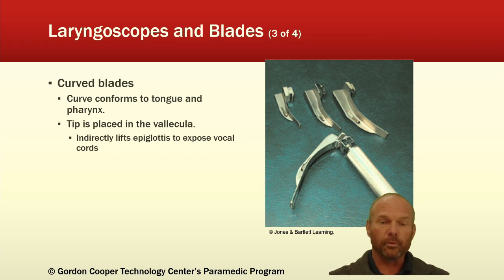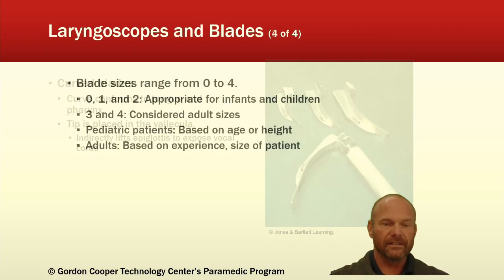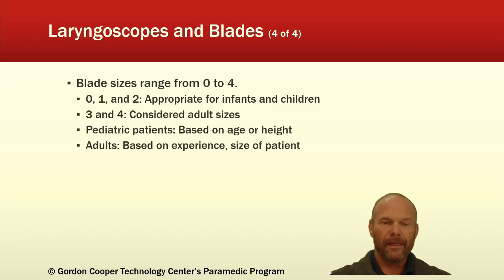So the blade's tip rests in the vallecula. Remember, we just mentioned that. You should hopefully remember that from A and P, but that's the space between the tongue and the epiglottis. And then from this position, it indirectly lifts the epiglottis and gives you a really nice and hopefully clear view of the vocal cords. But as I said, make sure that you have both blades, because you may need both.